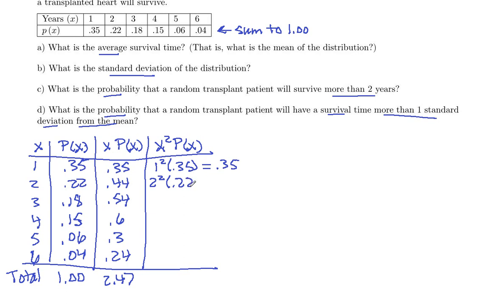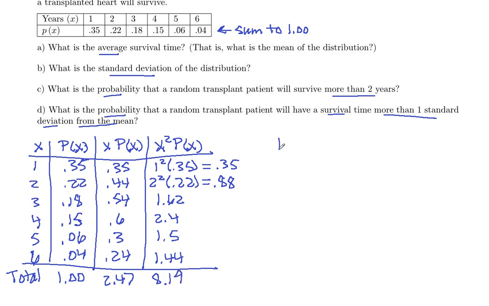Next one, 2 squared times 0.22. So that's 4 times 0.22 is 0.88. 3 squared, 9 times 0.18 is 1.62. 4 squared is 16 times 0.15 is 2.4. 5 squared is 25 times 0.06 is 1.5. And then 6 squared is 36 times 0.04 is 1.44. And then if you sum those up, you'll get 8.19.